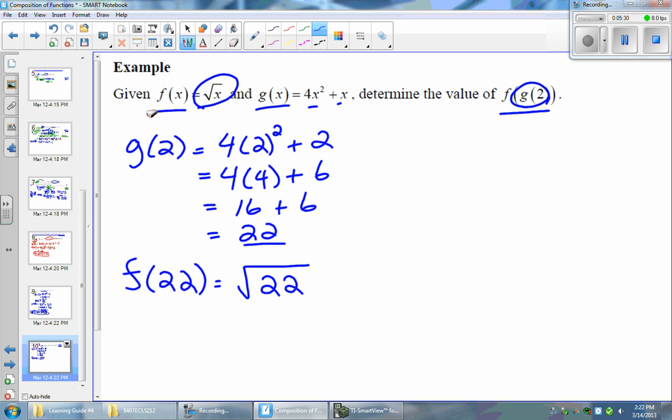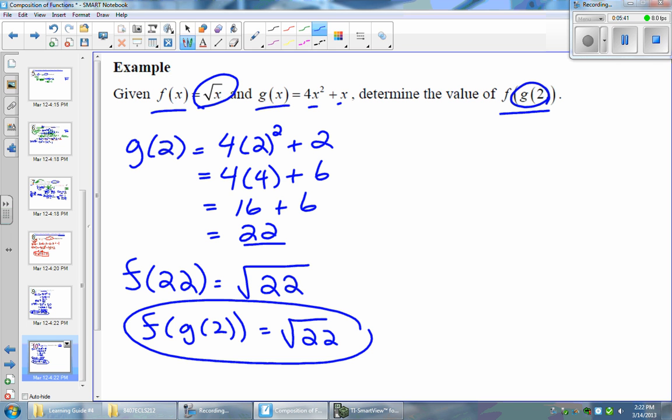To conclude my answer or my solution here, f of g of 2 is equal to the square root of 22. And that's it. So that concludes my lesson on evaluating a composition of functions.